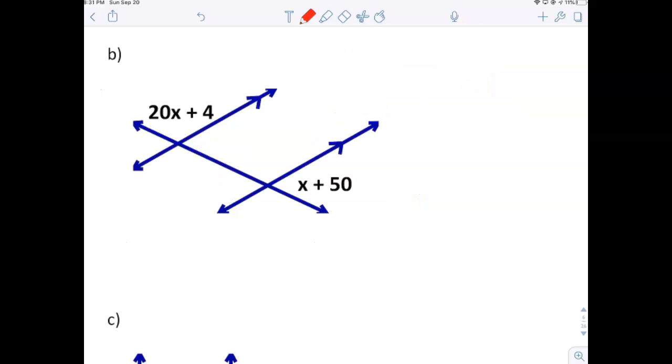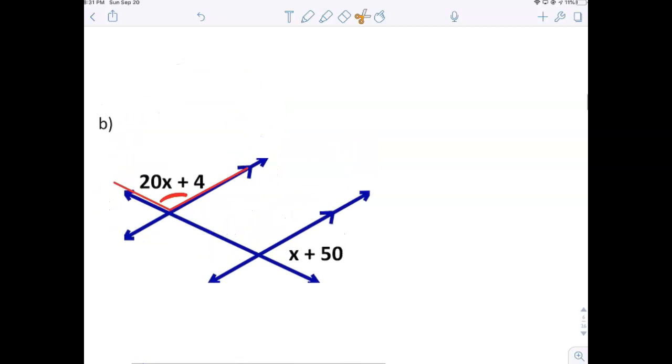So same approach to the next one. I'm going to sort of outline the angle that they're labeling here, 20x plus 4. And now, if I was to bring this over here, does that fit in there? I can't jam that into x plus 50, so it looks like they're different sizes, right? So I have an obtuse angle here, but it looks like I have an acute angle here, so they are not the same size. With parallel lines in a transversal, when they're not the same size, then they're supplementary, because look at this, they add up to a linear pair of 180.